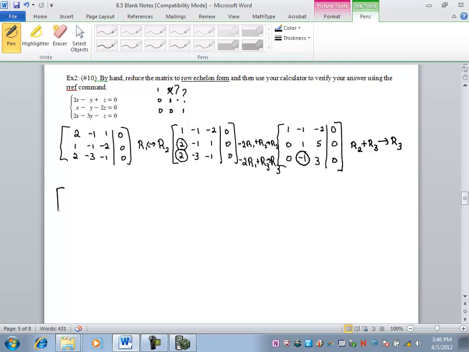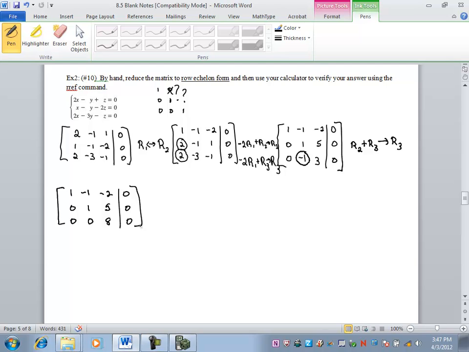So row 1 is going to stay the same, 1, negative 1, negative 2, 0. Row 2 is going to stay the same, 0, 1, 5, 0. And then row 3, we're just going to add row 2 and row 3. This gives me a 0. 1 minus 1 gives me a 0. 5 plus 3 gives me an 8. And 0 plus 0 gives me a 0. So there we go.